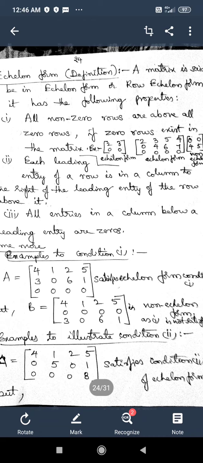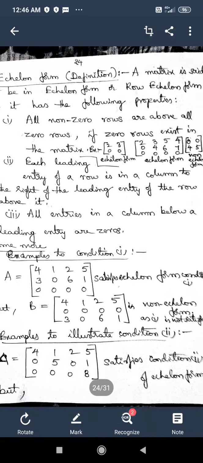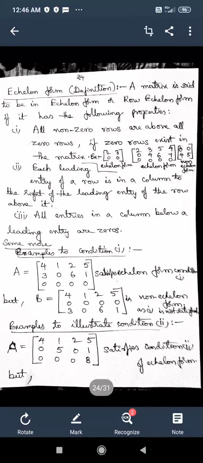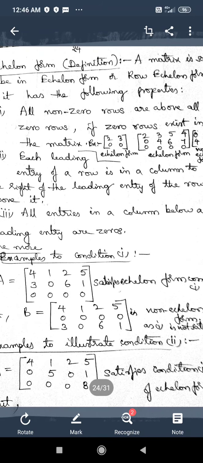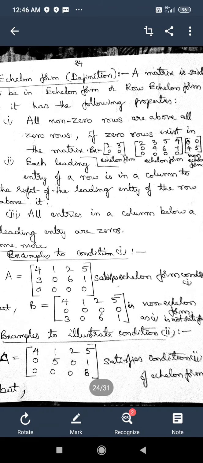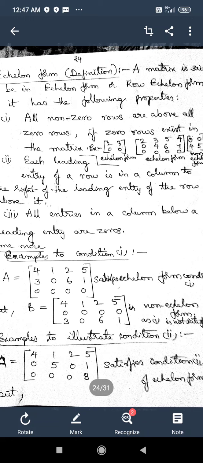And the third condition says that all entries in a column below a leading entry are zeros. If the first row, first column element is the leading element in the first row, then all the elements below it should definitely be zeros. And similarly for the other columns. If all these 3 conditions are satisfied, we say that the matrix is in echelon form.